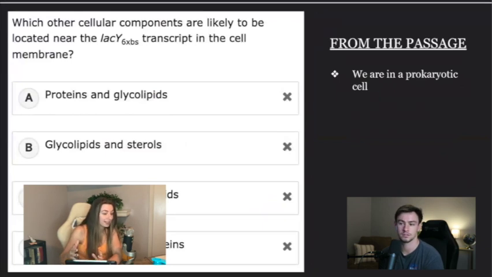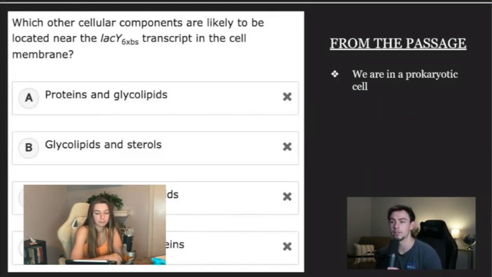So I normally take a little bit of excerpt from the passage, but really the only thing you need from the passage to answer this question is to know that we're in a prokaryotic cell. Okay. John, you want to take it or me? Sure, I'll take it. Which other cellular components are likely to be located near the lac Y transcript in the cell membrane? So yeah, the passage tells you this is prokaryotic, but also the lac operon, which you do need to know for the MCAT, is only in prokaryotes. So this could technically have been a standalone question. It just would have been a doozy of one.